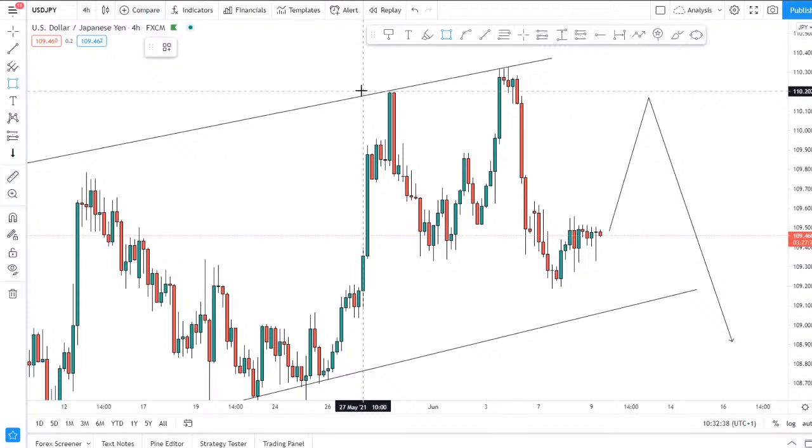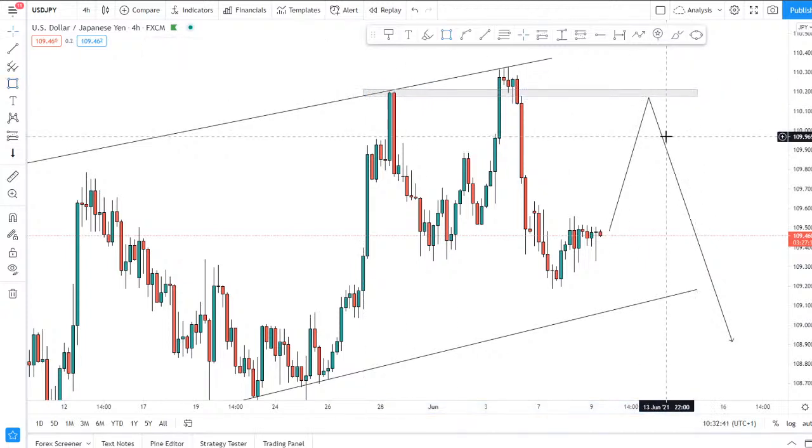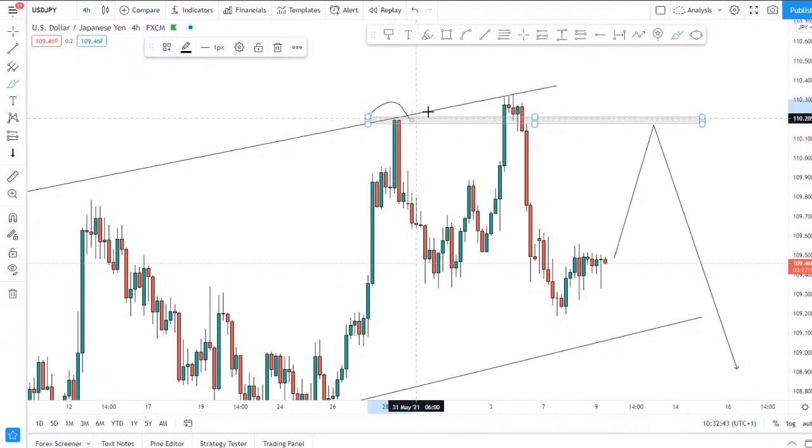Get a nice area of resistance there. Potential sort of head and shoulders formation.